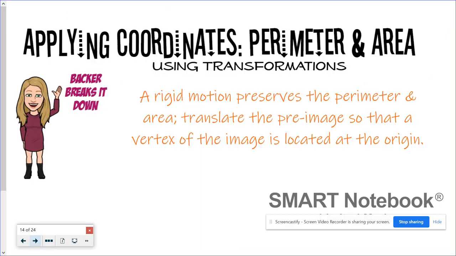And so there you have it. Using transformations to find perimeter and area on the coordinate plane. Simply translate the preimage so that one of the vertices is located at the origin, and it makes finding your dimensions so much easier.